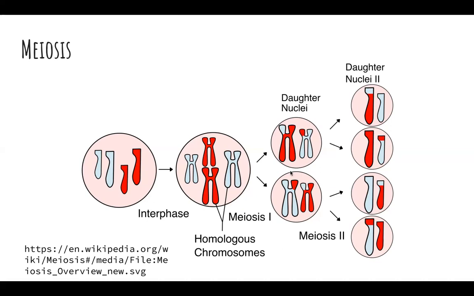So in this first round, homologous chromosomes are separated. And then from there, we further divide each one of the chromosomes. Meiosis 2 is exactly like mitosis. The only difference in meiosis 1 is that we're splitting apart homologous chromosomes.